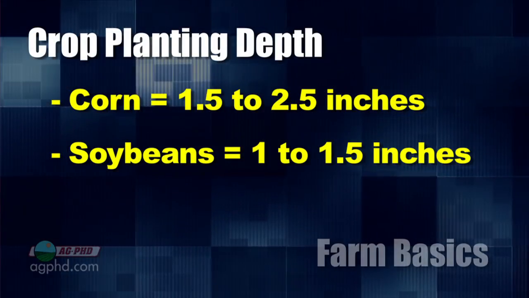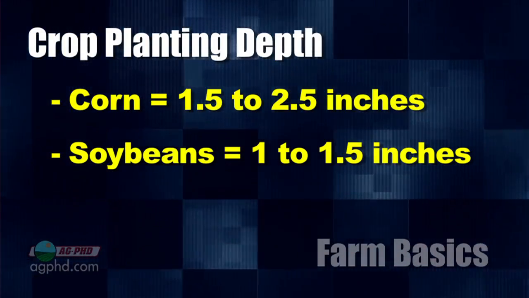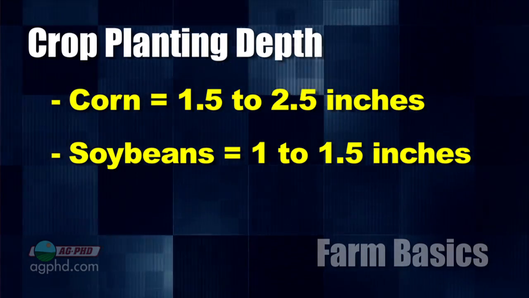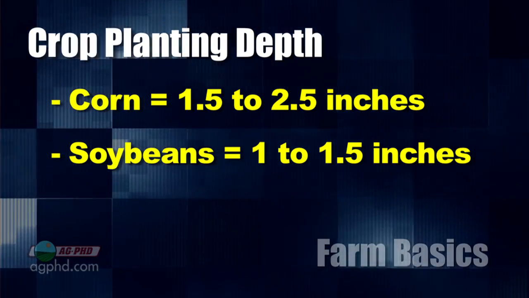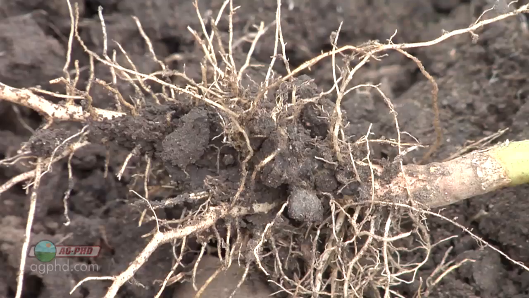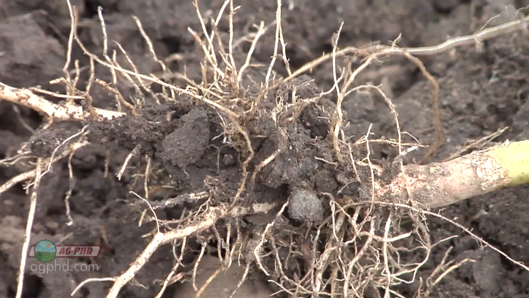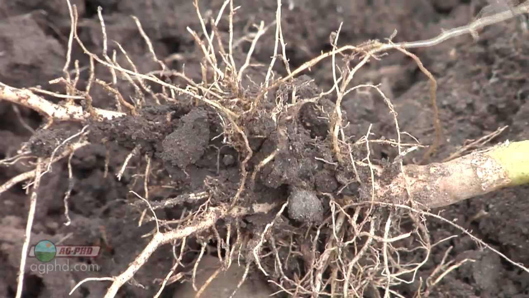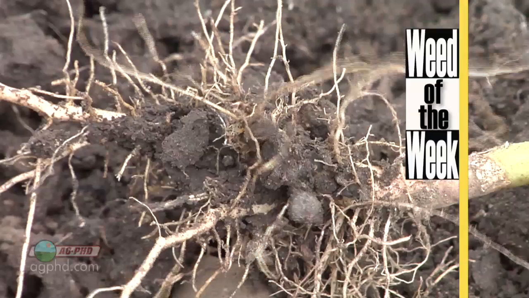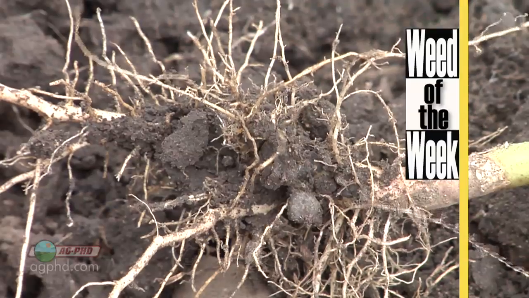Well, once again, it does vary depending on the type of crop you're planting in terms of how deep you want to plant that crop. But again, the ideal depth for corn is 1.5 to 2.5 inches, and the ideal depth for soybeans is 1 to 1.5 inches. And unfortunately for all of us, our weed of the week can germinate all over the place. It might be shallow, it might be a little bit deeper. We'll explain what will control it coming up later in the show.